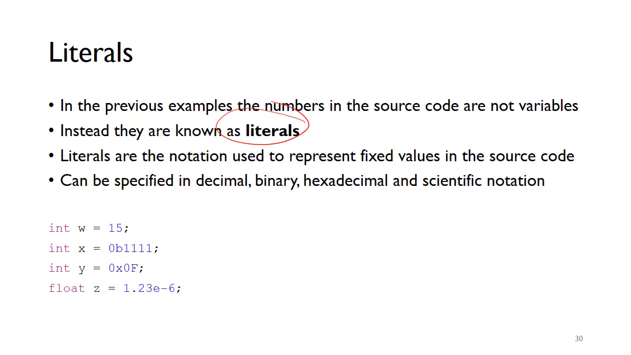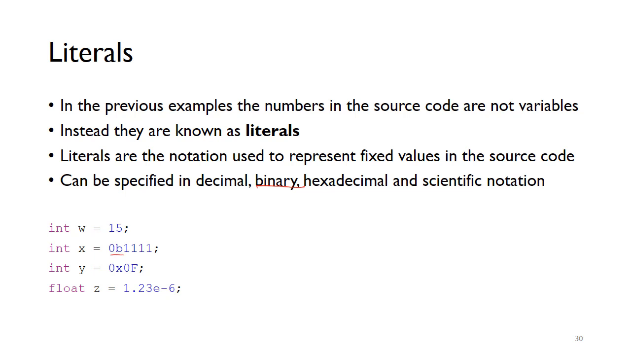We can either use decimal. So this is like this first example, int w equals 15. This will assign the value 15 to a variable we call w. We can also use binary. Note this is only actually in the later versions of the compilers. In earlier compilers we couldn't use binary.